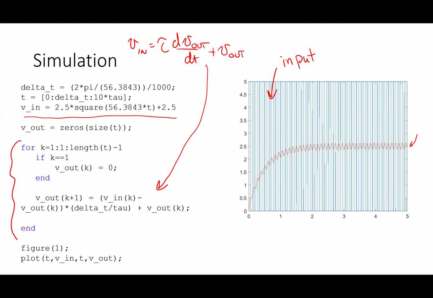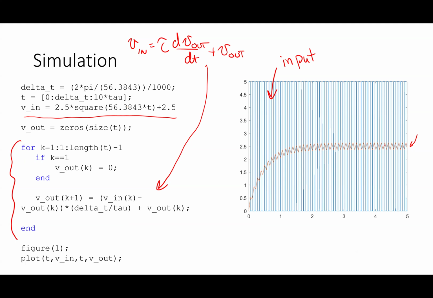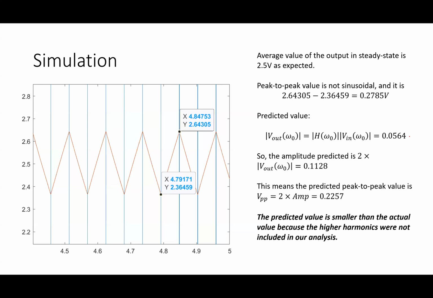Notice that I'm applying specifically the input that we just figured out, which has a 56.3843 radian per second frequency. I zoomed in on this. My goal was for this to be a constant, and for it to get to 2.5 volts in steady state. It looks like it's about 2.5 volts, but it's rippling a little bit. That's the result of the filter not being perfect. The average is about 2.5, but the peak to peak value of that ripple is about 0.2785 volts.